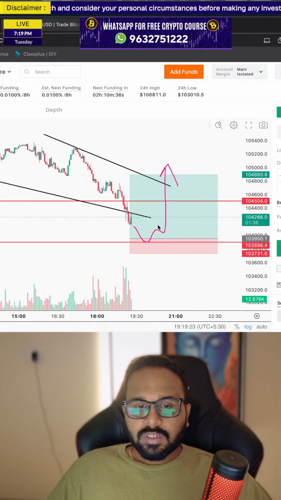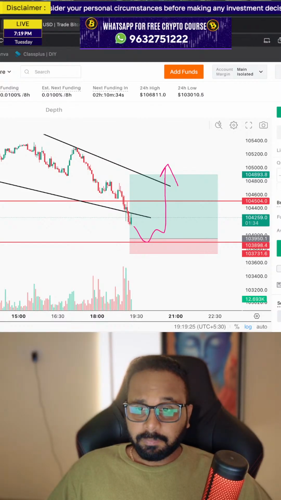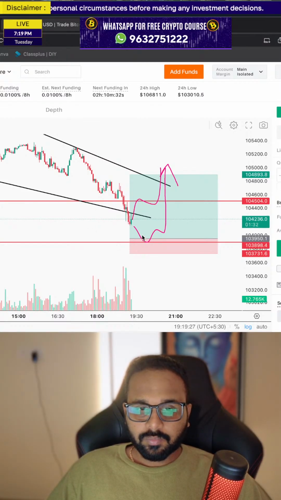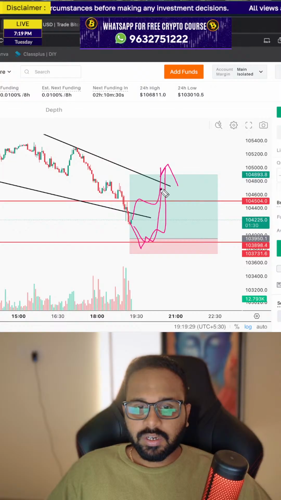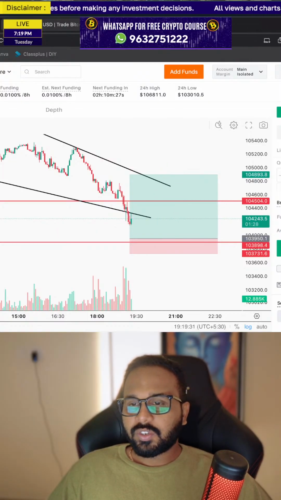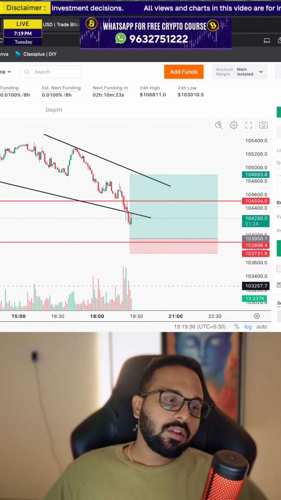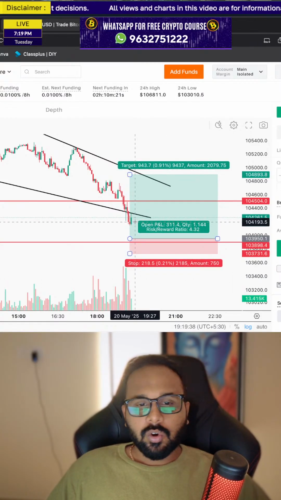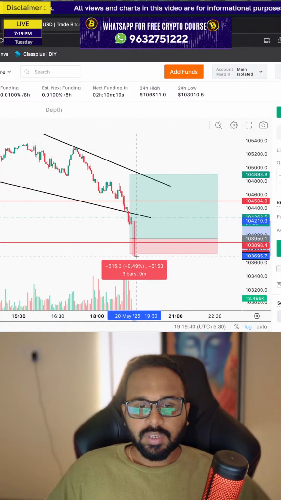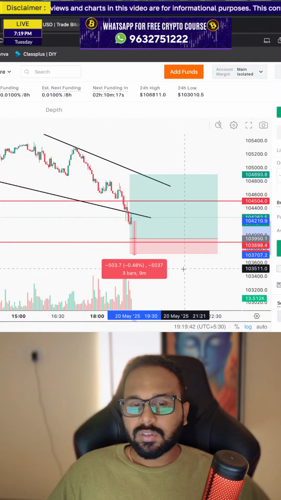BTC as of now, this entire thing is buying territory. From here it will bounce, or after giving a breakdown here it will bounce. That is a tricky situation. Along with me, some other people will also be entering. That's why I want to be a bit cautious about the situation. From here it means around 500 points risk.